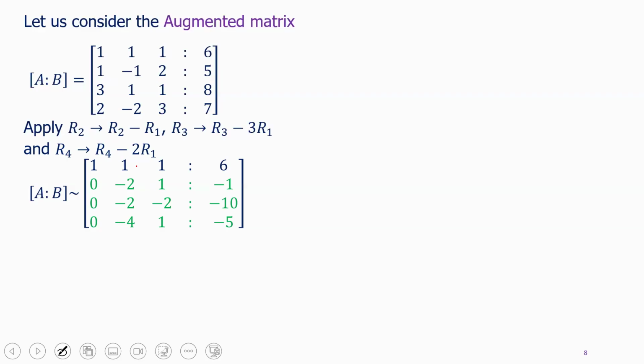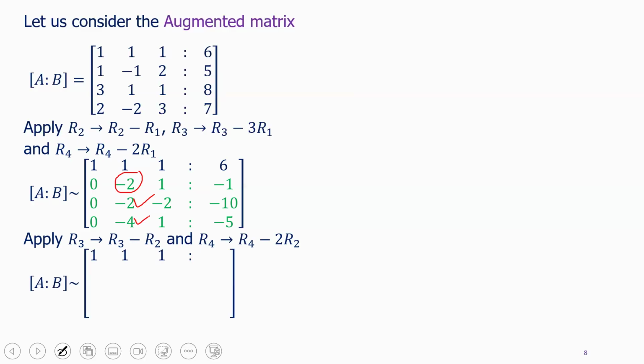So with the help of this minus 2, we should make these two elements 0 by applying the operations R3 minus R2 and R4 minus 4R2. So the matrix will be converted into this form. We can also check this one. Let me just check it.